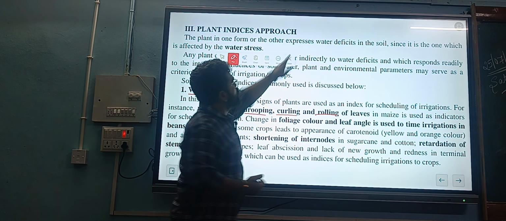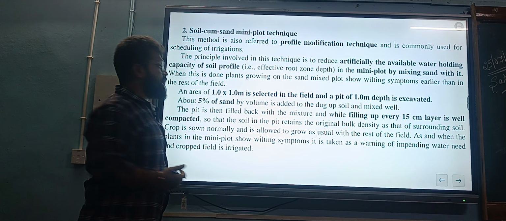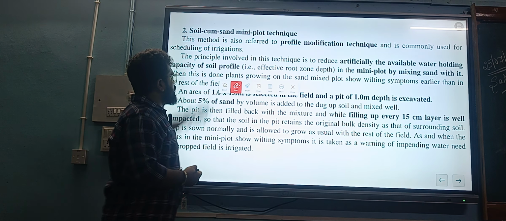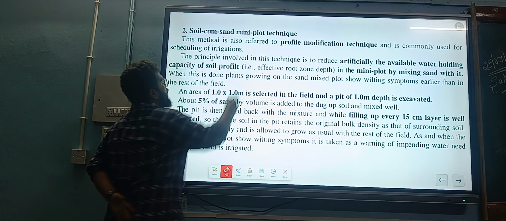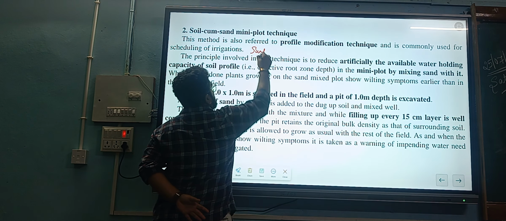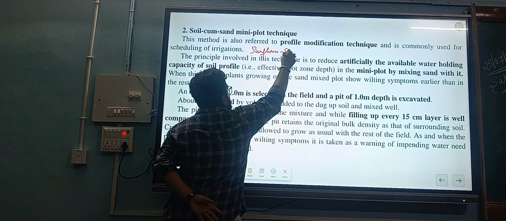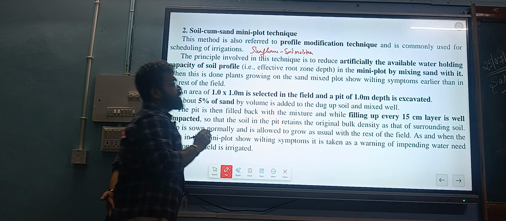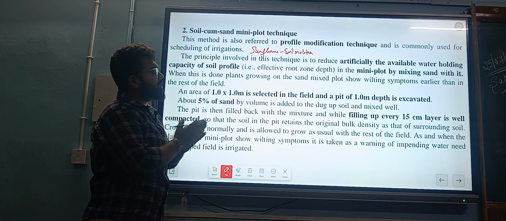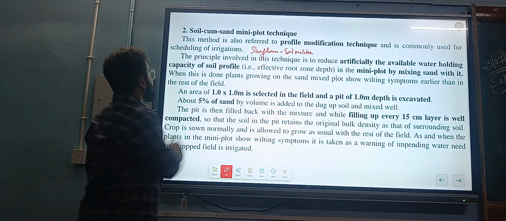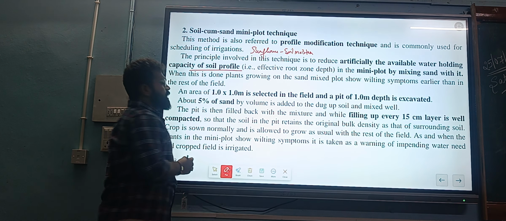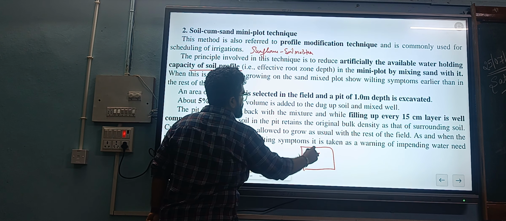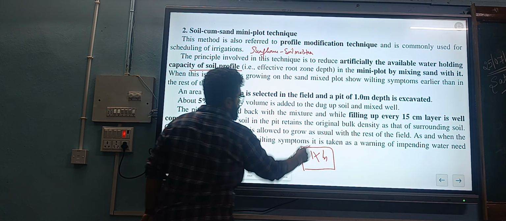The next approach is the soil cum sand mini plot technique. This comes under the plant indices approach. In this we use sunflower crop as an indicator, a soil moisture scarcity indicator. The principle involved in this technique is to artificially reduce the available water holding capacity of the soil. How will we do it? You have to select a 1 by 1 meter plot, and dig out the pit.